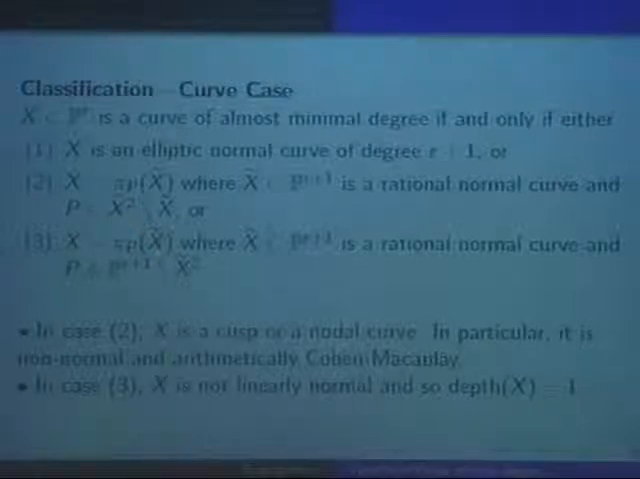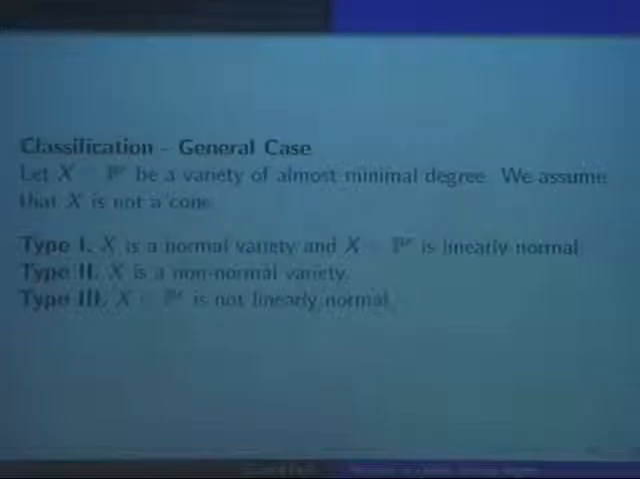Whereas X is the image of a projection of a rational normal curve, but in this case the projection center P is outside of the secant variety. So in the second case, X is a cuspidal or nodal curve, and its arithmetic genus is equal to 1, and it is non-normal and arithmetically Cohen-Macaulay. In the third case, because the projection is an isomorphic projection, X is not linearly normal, and so the depth is automatically equal to 1. So in the curve case, there are three kinds of curves of almost minimal degree, and by imitating this classification, for the higher dimensional case, we can consider three kinds of varieties of almost minimal degree.